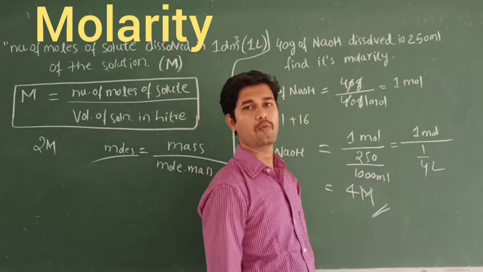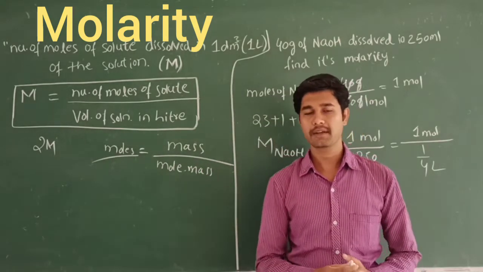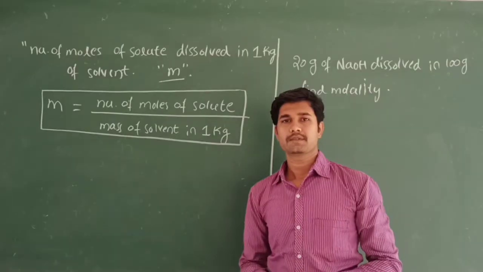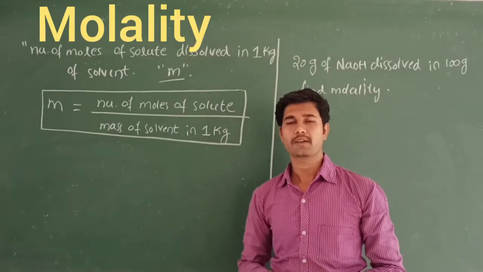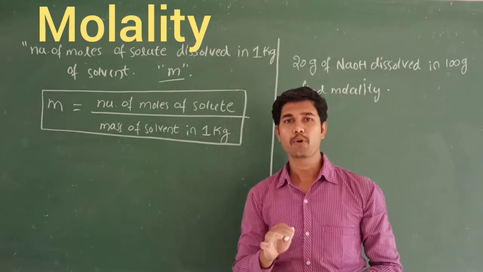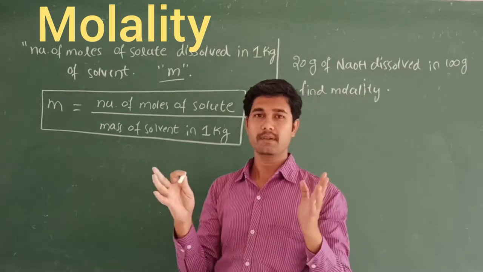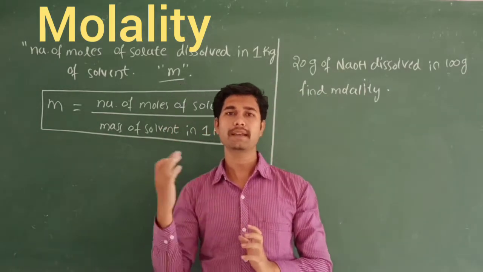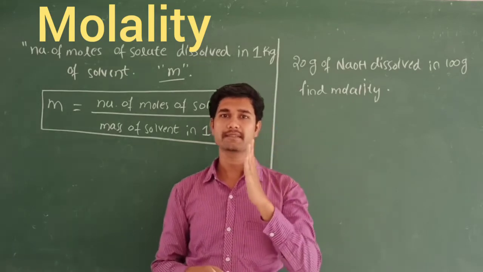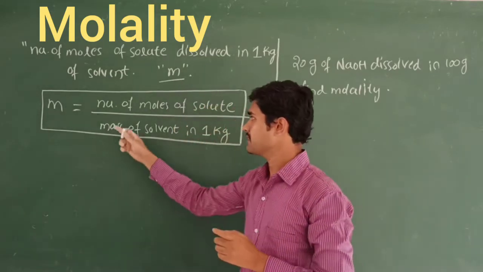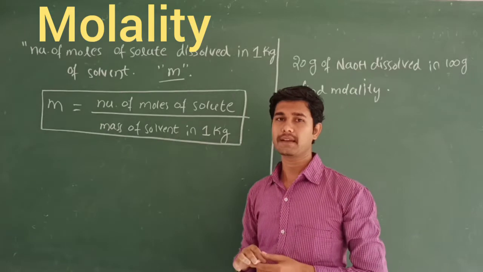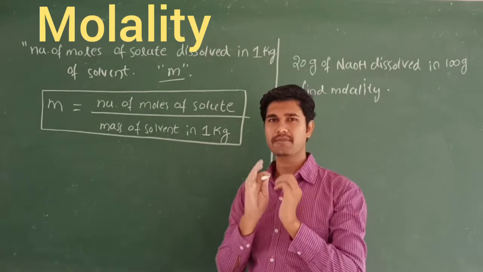So this is the way of finding out the molarity of the given substance. So that is the last one. We are going to discuss molality. You should not confuse molarity and molality. Molarity is denoted by capital M. Here it is a small m, molality. Right? So both are similar, but there is some difference.